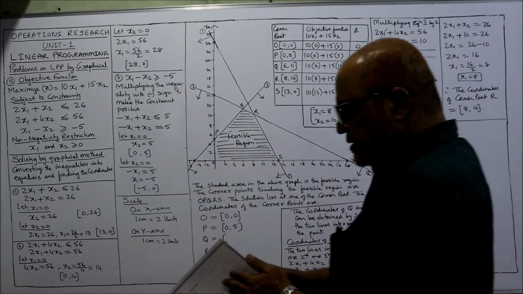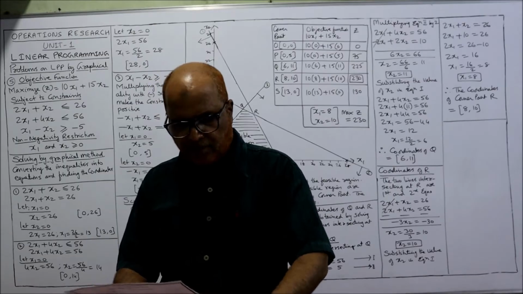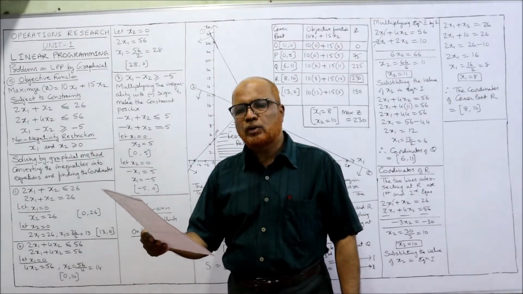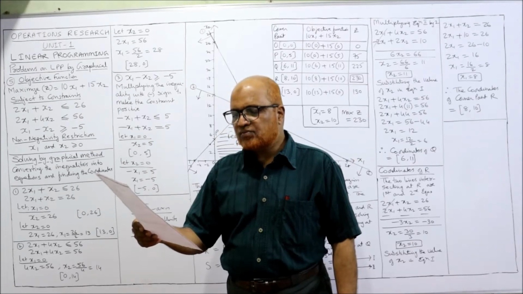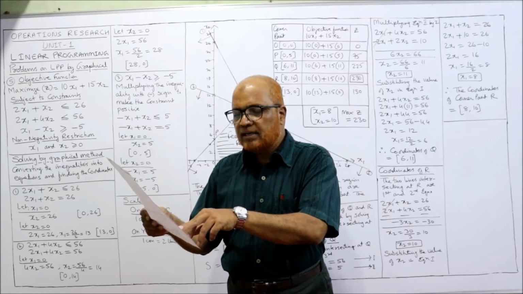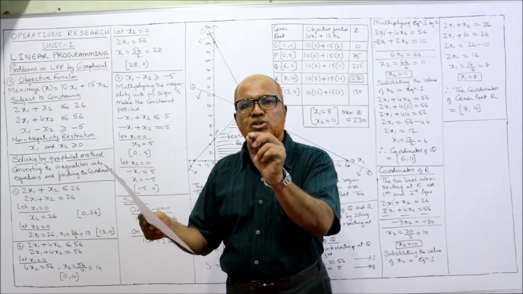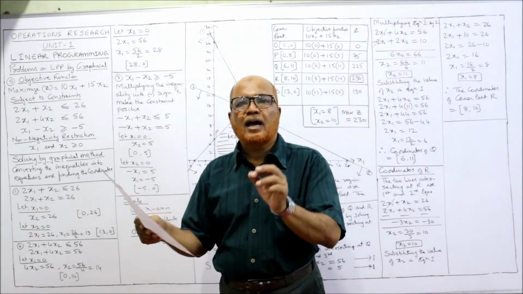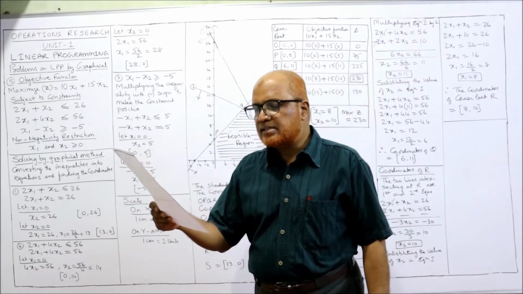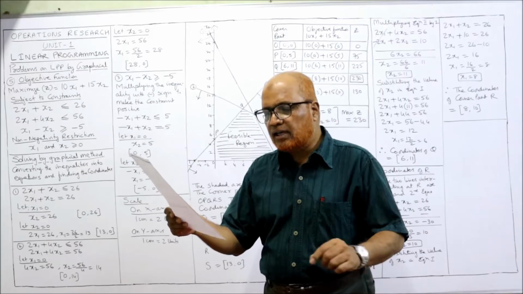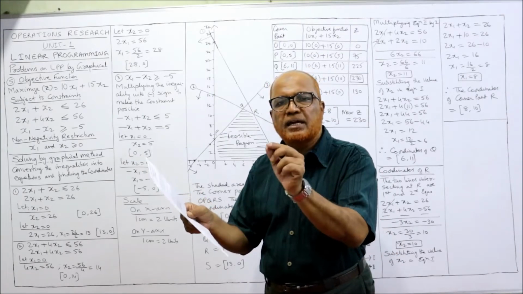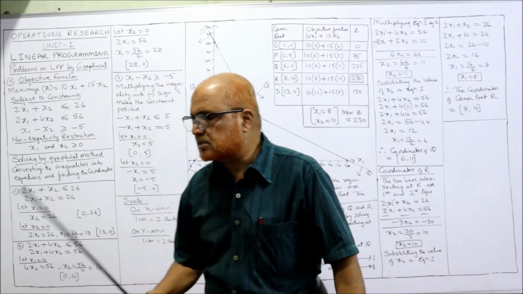Now, see problem number 5. Solve graphically. Maximize z is equal to 10x1 plus 15x2. There it is written only 10x, make it 10x1 and 15x2. Subject to constraints, 2x1 plus x2 is less than or equal to 26. Actually, it is given only as less than, make it less than or equal to like this.